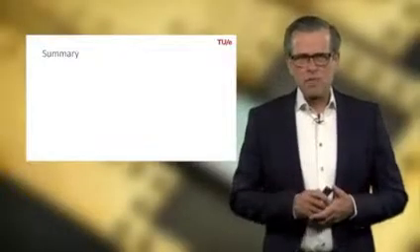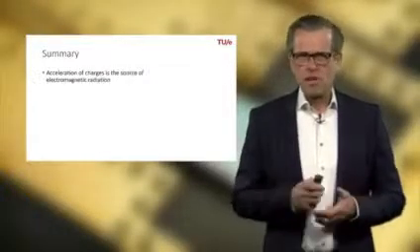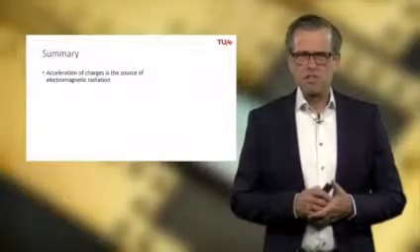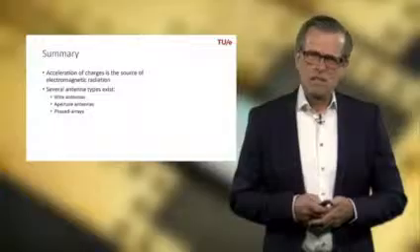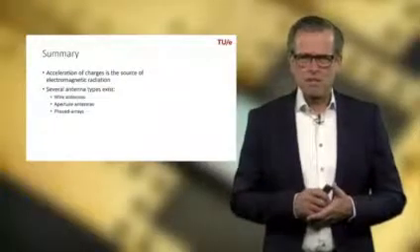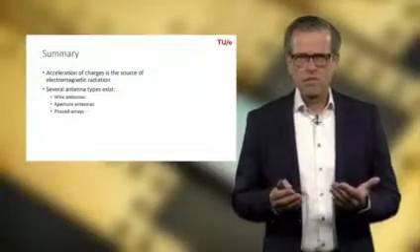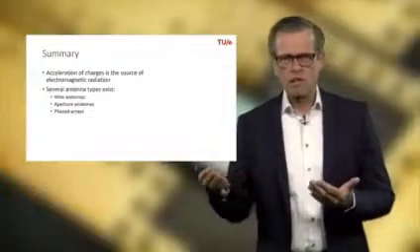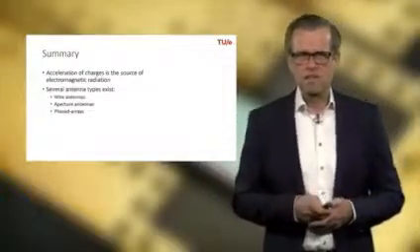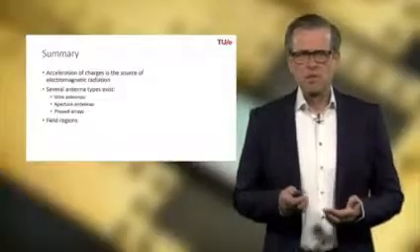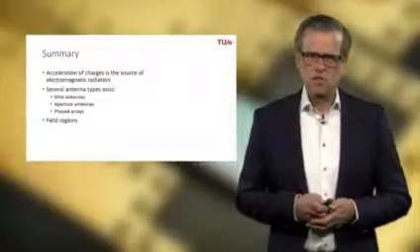Now, as a summary of this web lecture, we have shown that the acceleration of charges is the source of electromagnetic radiation. We introduced several antenna types, ranging from wire antennas to aperture antennas like horns and reflectors, and even phased arrays, so more complex beam steering antennas. We talked about field regions, and we introduced the coordinate system.